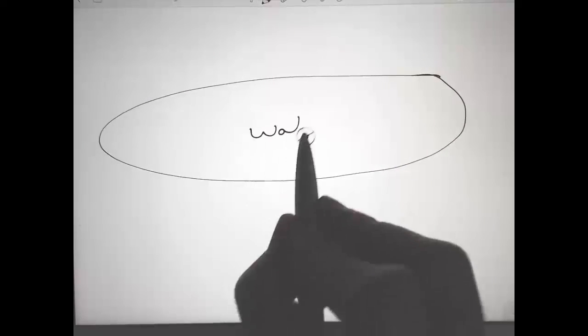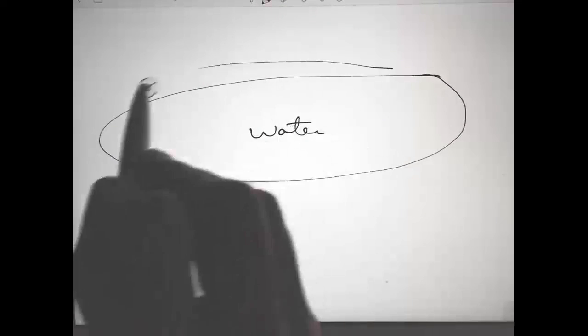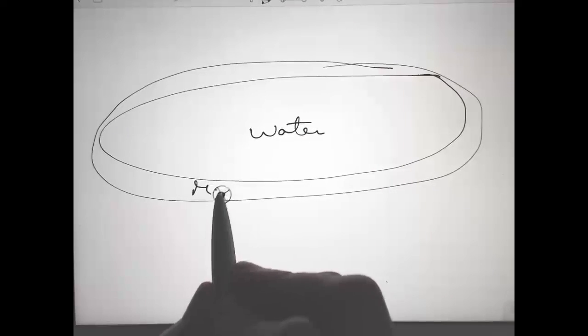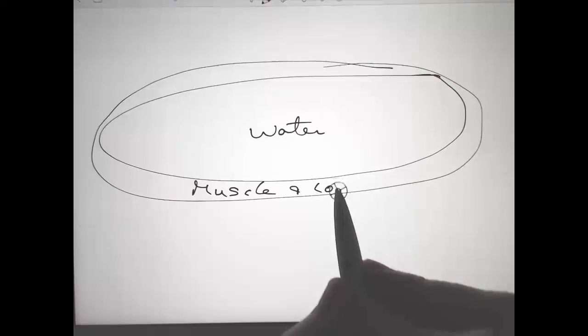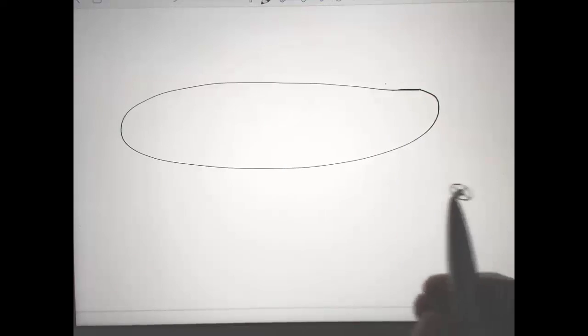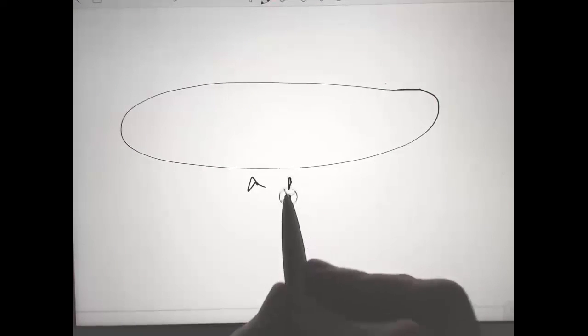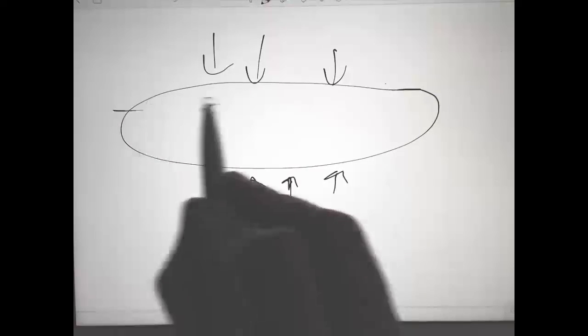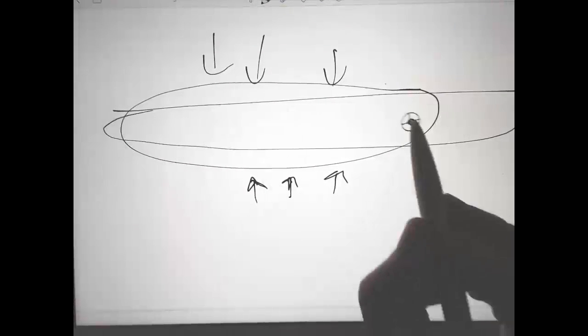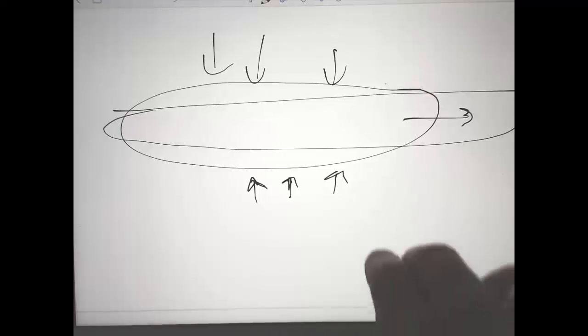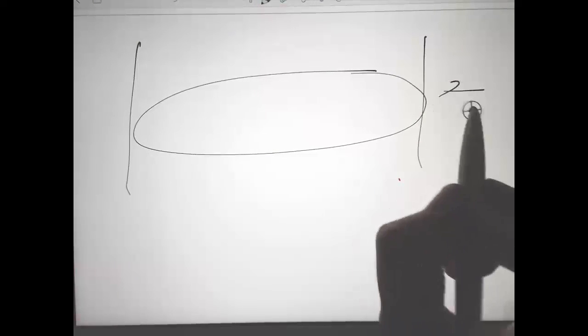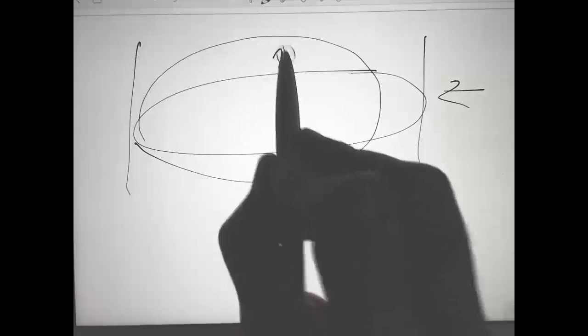Hydrostatic skeletons involve something with water inside and something, usually muscle and connective tissue, around it. Water is not very compressible, so if we take something that's enclosing water and we squeeze it in any dimension, if we make it narrower, we have to make it longer. We make it extend. If we squeeze it this way, we have to make it fatter.